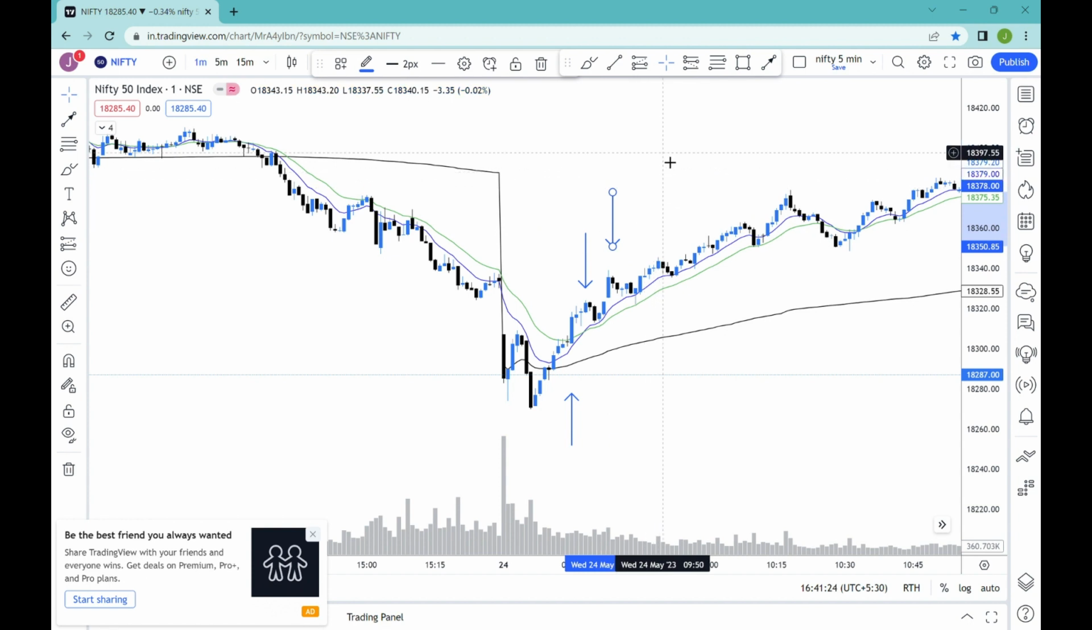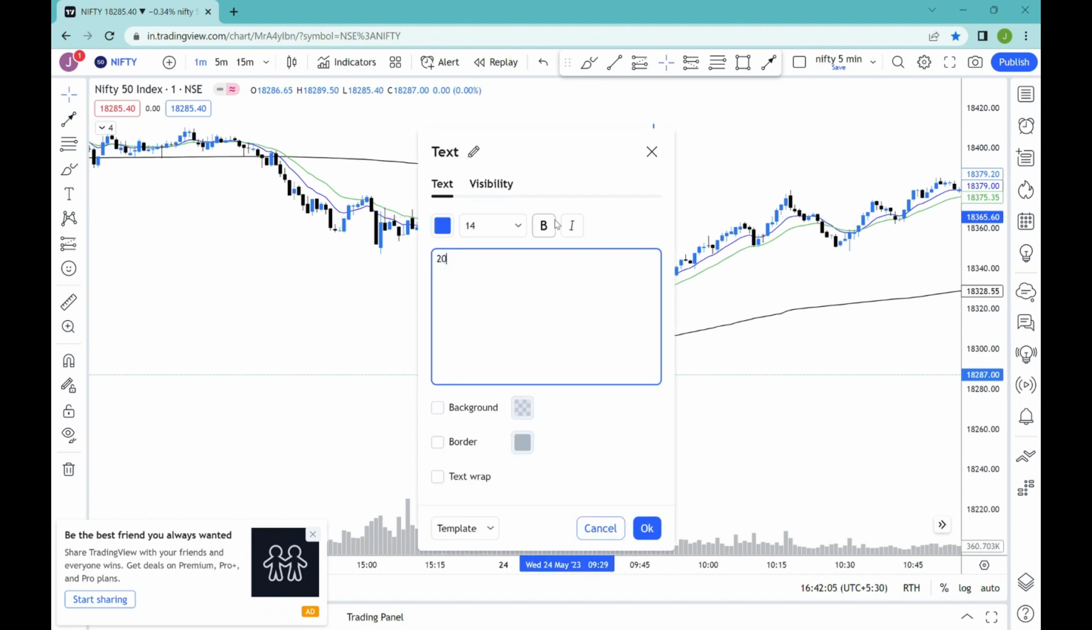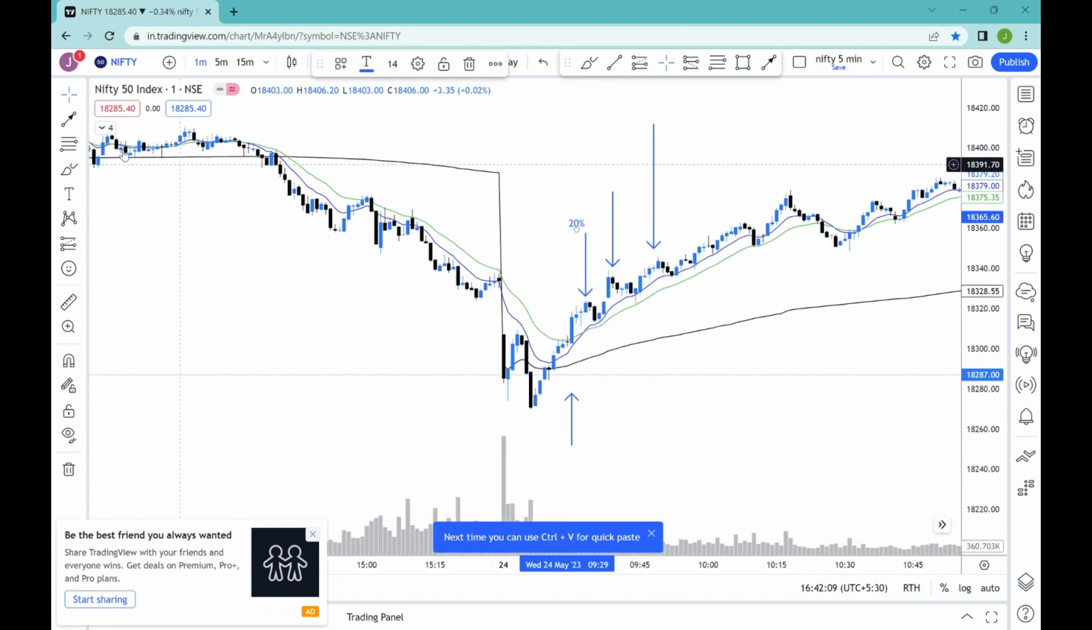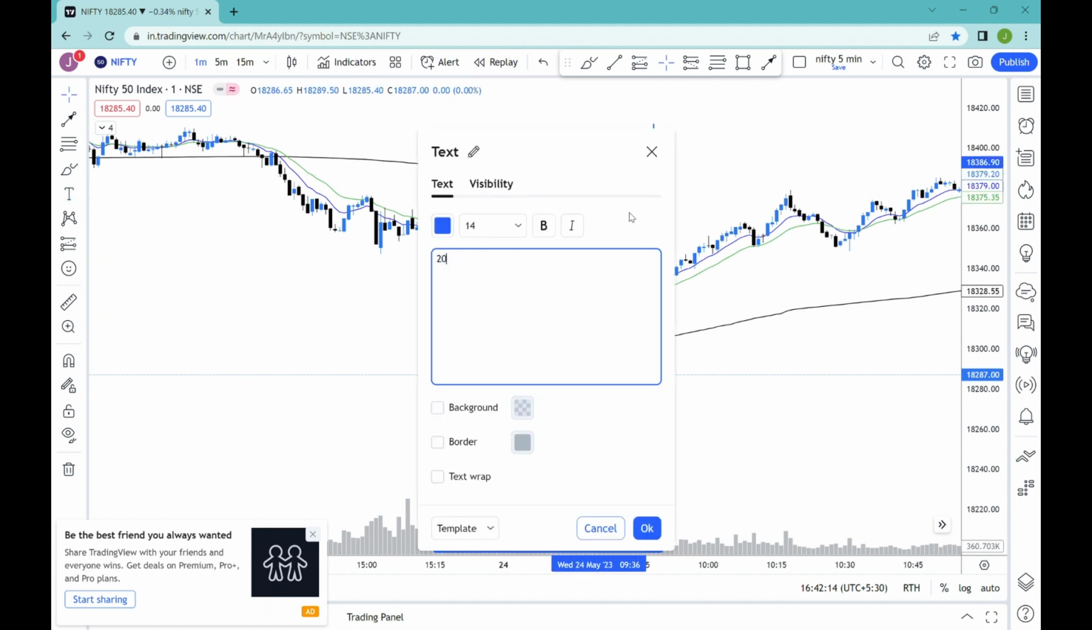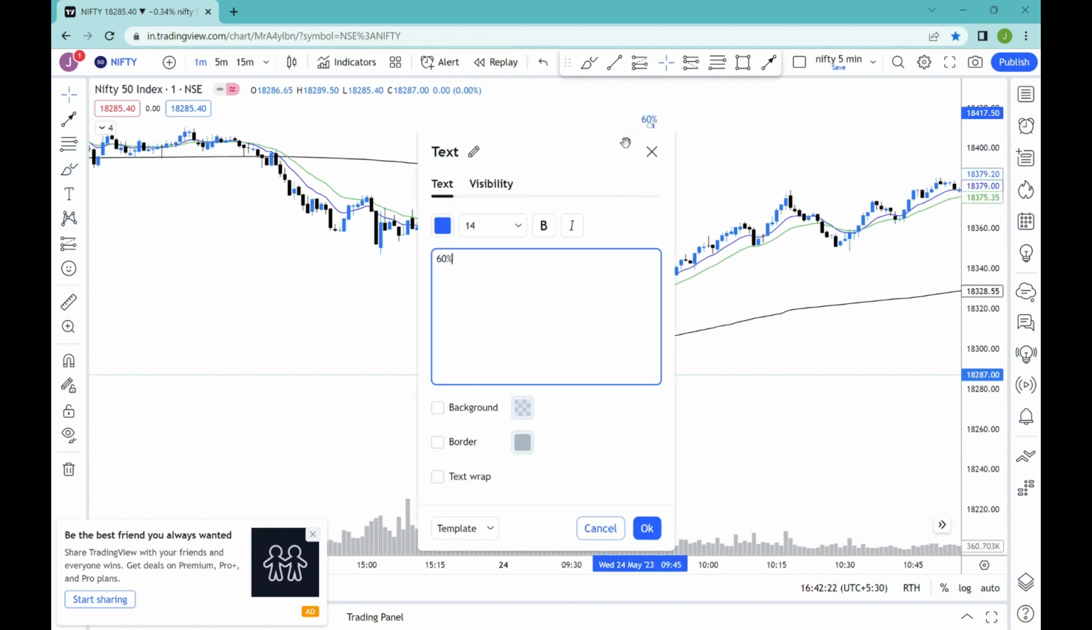Another 60% of the remaining positions were exited at 9:48, so I will mark the 9:48 candle. Sorry, my mistake, this was the wrong candle. This is the 9:48 candle. Now you can see my one entry and three exits. Here I exited 20% of my position, here I exited another 20%, and here I exited 60% of my position.